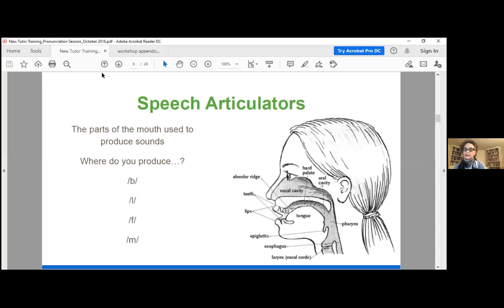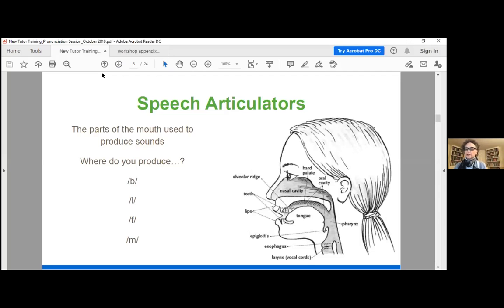The next sound is the letter F. Everybody do that one. What are you using for the letter F? Teeth. And did somebody say lip? Lip. Excellent. So you're using your teeth and your lip.